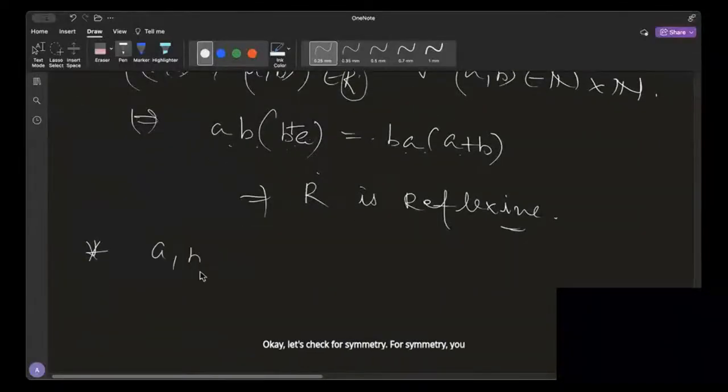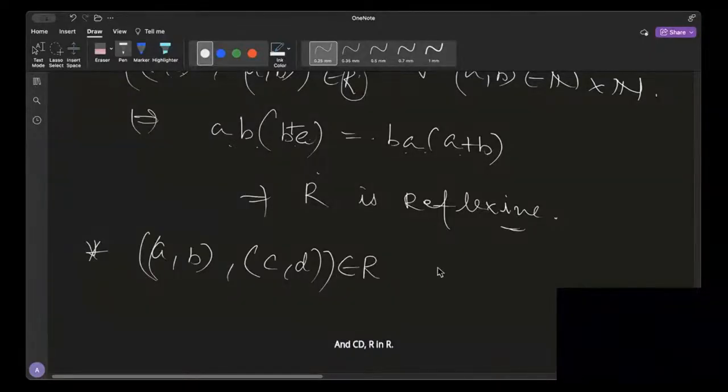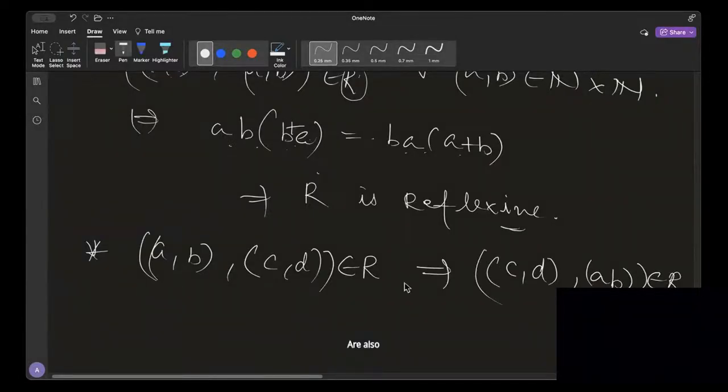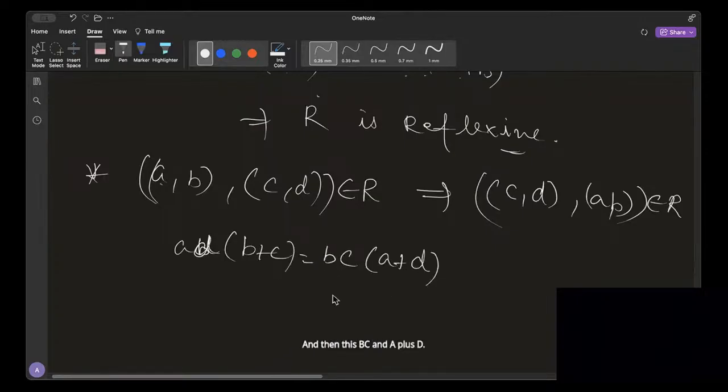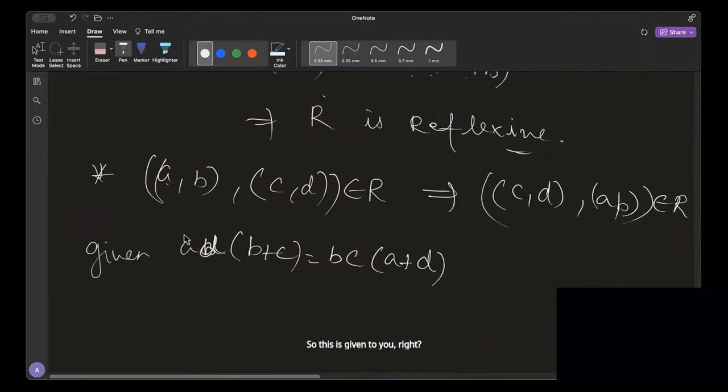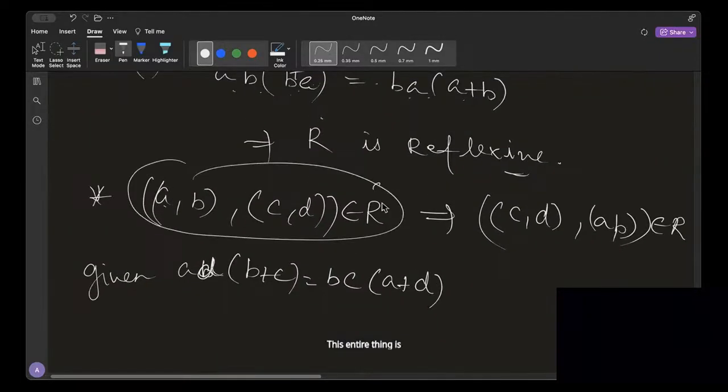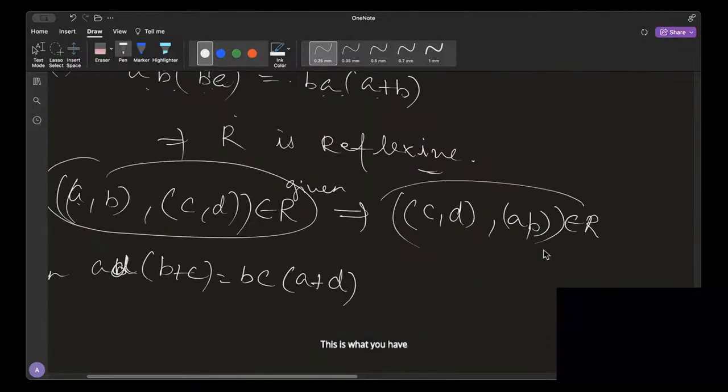For symmetry, you want if (A, B) and (C, D) are in R, then this should imply that (C, D) and (A, B) are also in R, right? That's the condition that you have to check. Now, when do we say that these two are in R? It's when the product of the last and first, AD, and sum of the middles, and then this BC and A plus D, if these two are equal, right? So this is given to you, this entire thing is given. This is what you have to show.